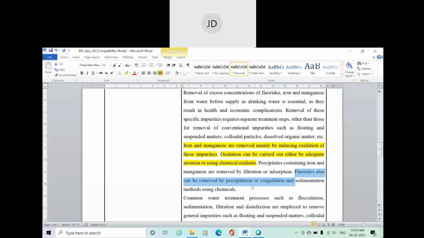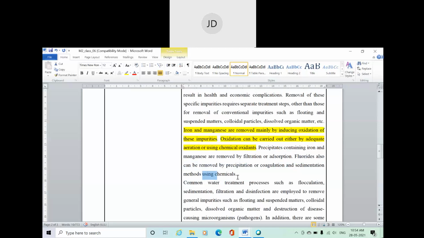Fluorides also can be removed by precipitation or coagulation and sedimentation method using chemicals. That means fluorides can also be removed in the sedimentation plant. That means after aeration you go for the sedimentation process, right? So in the sedimentation process, you can remove the fluoride content. So even fluoride also gets precipitated, that means settles, by using some coagulant. You have heard this term, no? Coagulation and flocculation. So do you know any example of a coagulant that can be used in a flocculation and coagulation process?